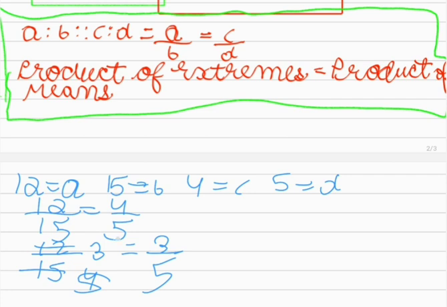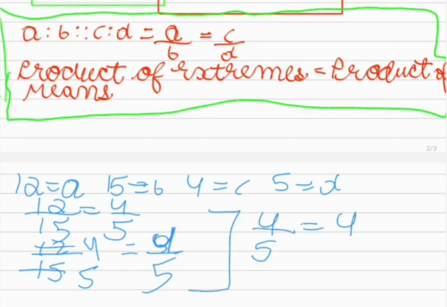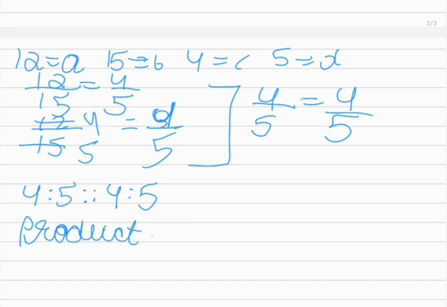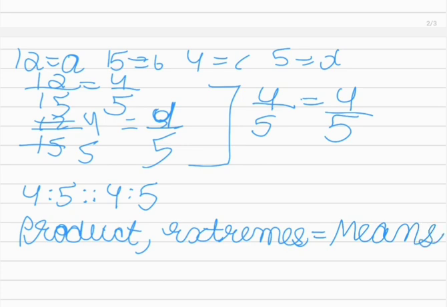So 12 by 15 becomes 4 by 5. Sorry, it's a mistake of mine. If I make these mistakes, comment to me or tell me by email. So 4:5 is equal to 4:5, and we can check it by the product of extremes is equal to the product of means.